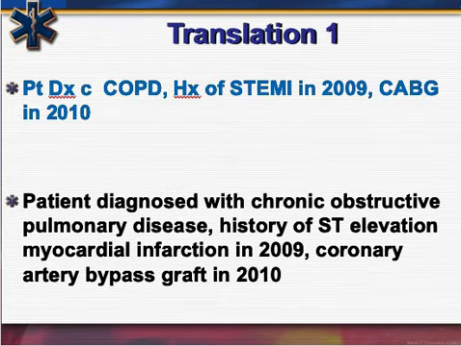So hopefully you found that you were able to work through those 3 examples. We're going to go through the expanded version of each now. So the first one, written up at the top of the screen here, that means the patient was diagnosed with chronic obstructive pulmonary disease and has a history of ST elevation myocardial infarction in 2009 and a coronary artery bypass graft in 2010. Okay.